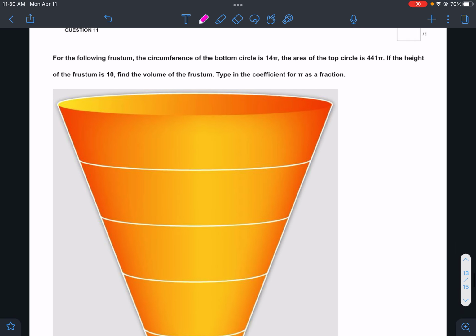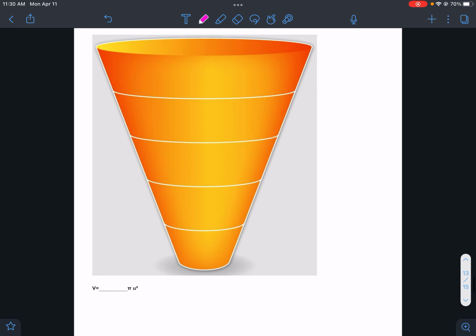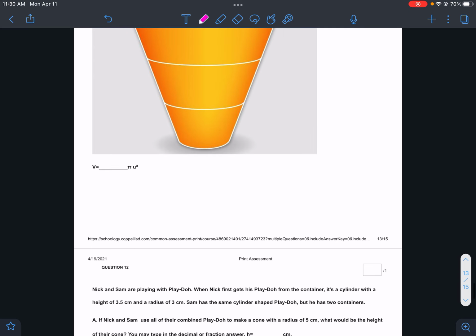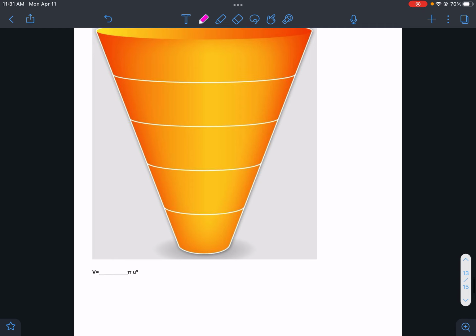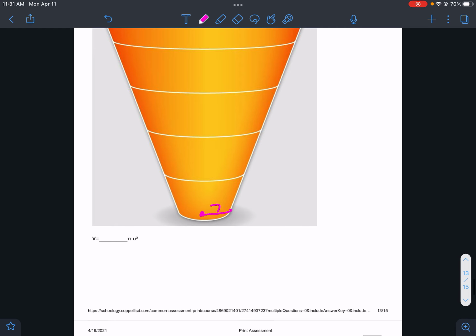For the following frustum, the circumference of the bottom circle is 14 pi. So quick reminder, guys, circumference is pi times the diameter. So if they're saying that the circumference is 14 pi, we know that the diameter is 14 and the radius is 7. So we know that the radius of the bottom is 7.